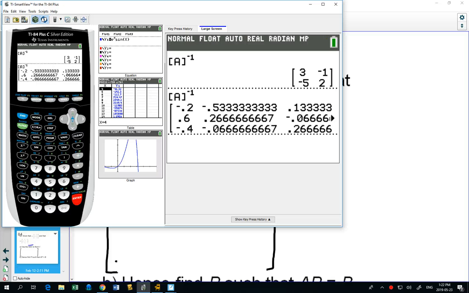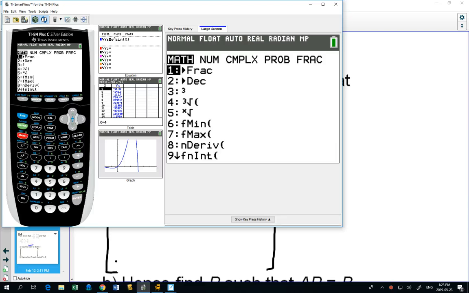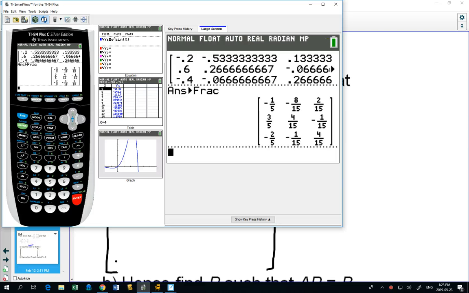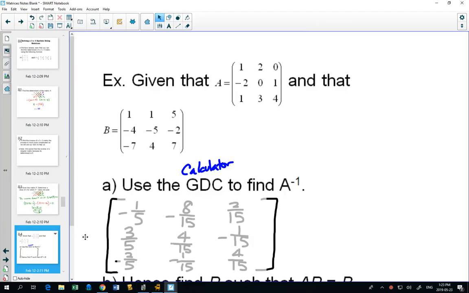And we get a bunch of decimals. If I don't want the decimals and would prefer fractions because I could see them better, I can hit my math button and change my answer to a fraction. And I get all of these values.